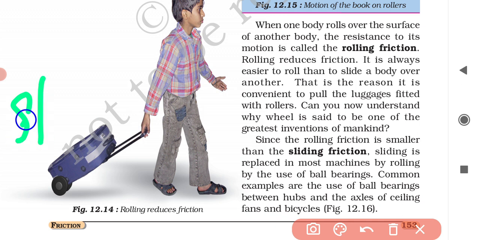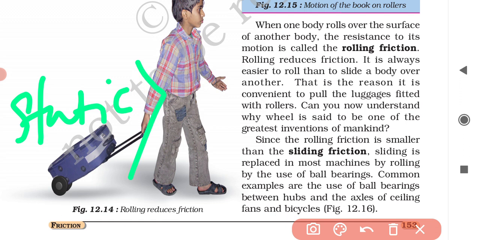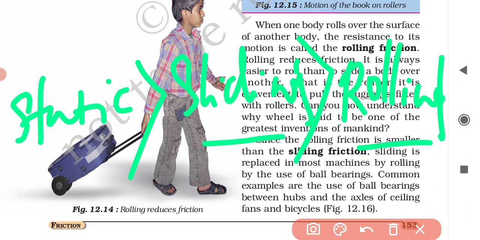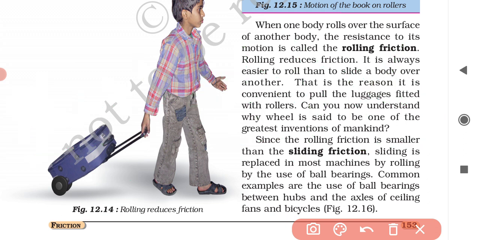First of all comes static friction. Then comes sliding friction, and then comes rolling friction. Therefore it is always easier to roll than to slide, and it is always easier to slide than to move an object which is at rest. Remember, rolling friction is less than sliding friction, and sliding friction is less than static friction. So they are interrelated with each other.